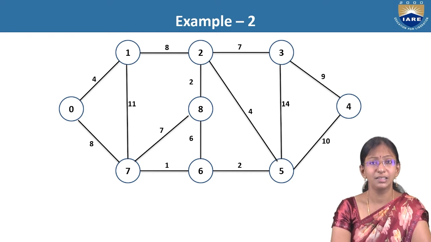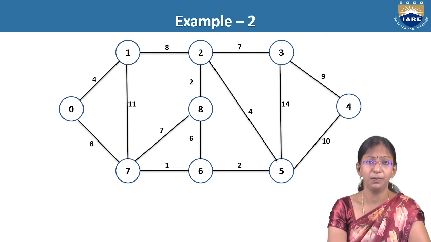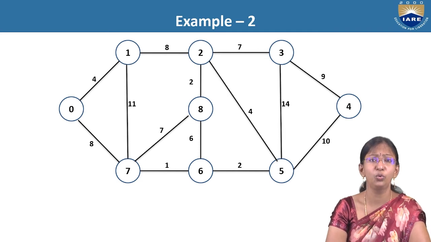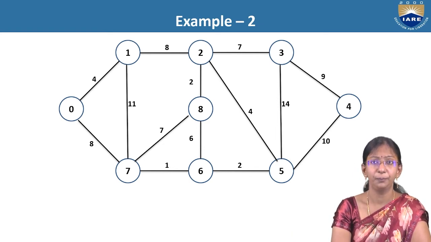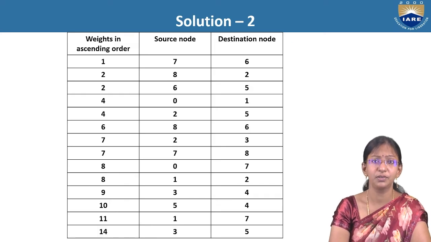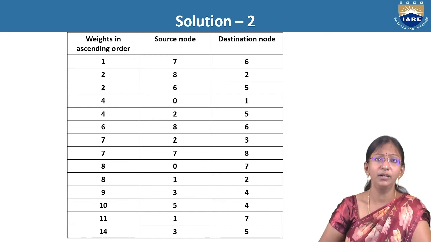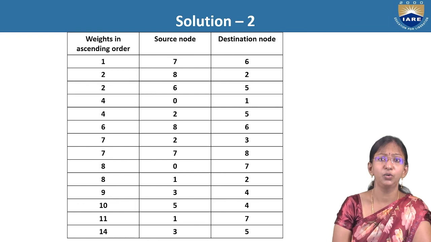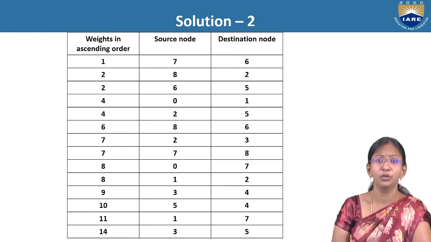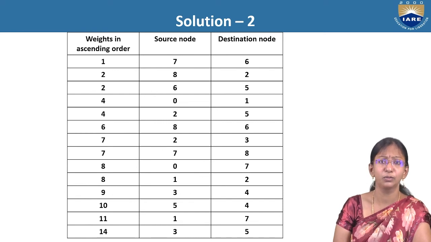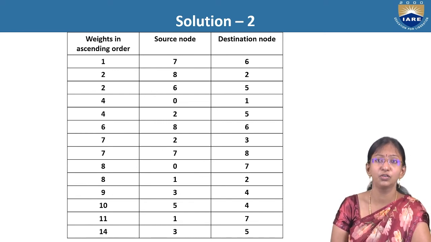Fine. What is the second step? To construct a table. As my graph is not having any loops or parallel edges to remove, I can directly go to step 2, where I'm going to construct a table. Have a look at this one. This is the table which I have constructed, right? So weights are in ascending order from 1 to the maximum weight, which is 14, between nodes 3 and 5. As I already told you, the names of the nodes can be alphabets or numericals also. So I have intentionally changed them to numericals.